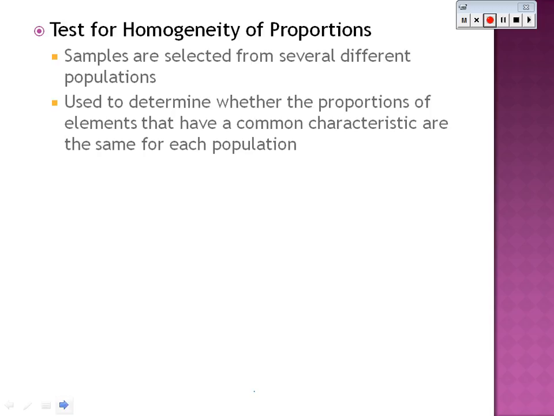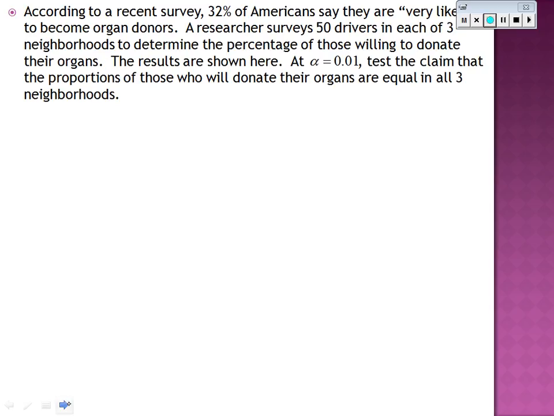It's used to determine if the proportions of elements that have a common characteristic will be the same for each population. That's what we're looking for. So we're looking for some common characteristic. Will the proportion be the same for each of the populations? That's what you're trying to compare. This also uses a contingency table. So really, really similar to the test we just ran, but we're testing for something completely different. We're not looking for independence. We're looking to see if proportions are going to be the same for different populations.